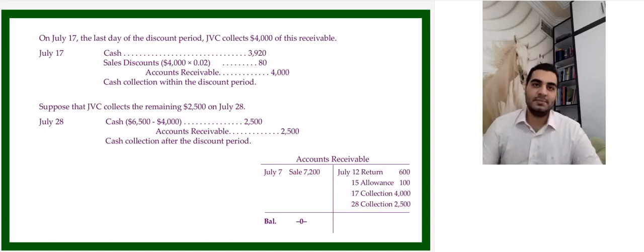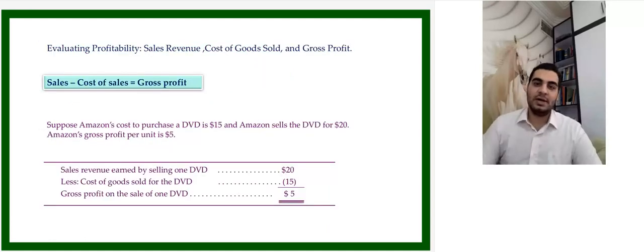As you see here, it's a T account for accounts receivable. On July 7th, we had sales for $7,200. Then we had a return worth $600, an allowance for $100, and then we had two collections, $4,000 and another $2,500. The balance will be zero, obviously, because we have no more accounts receivable.